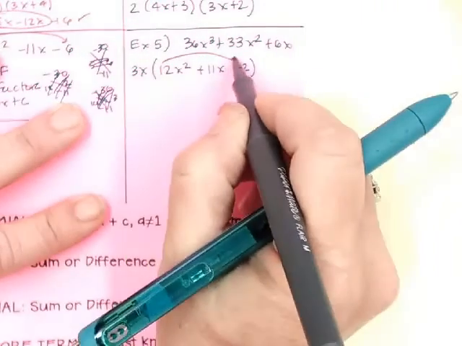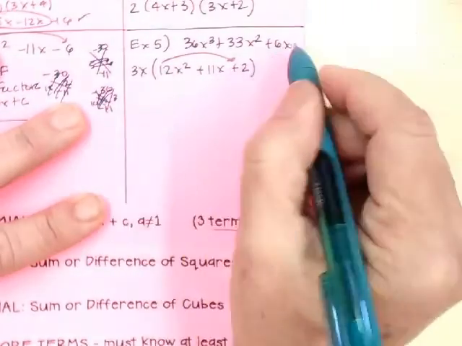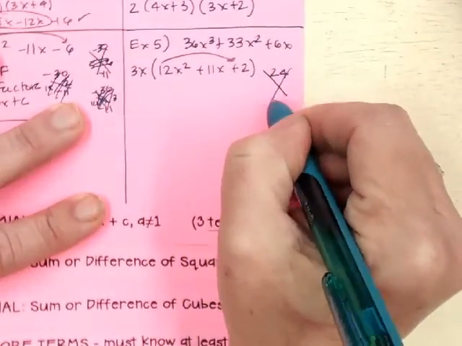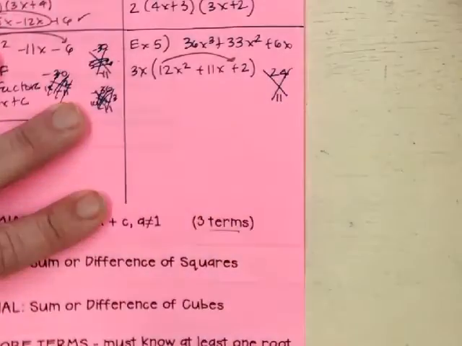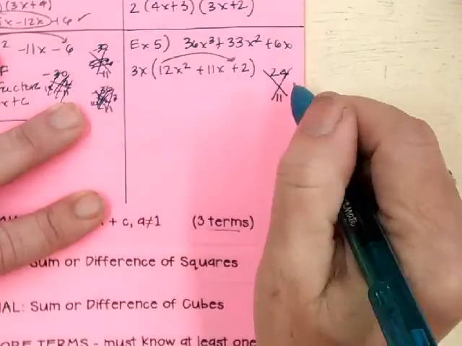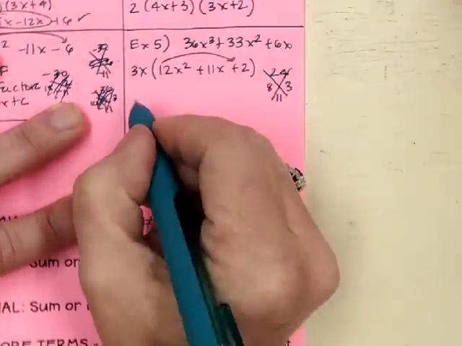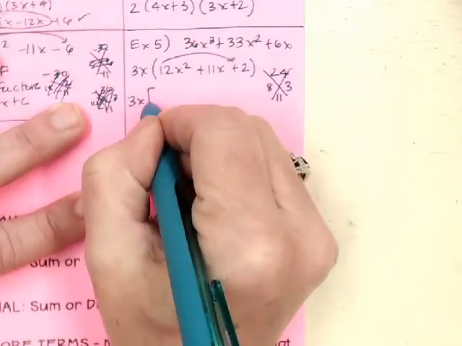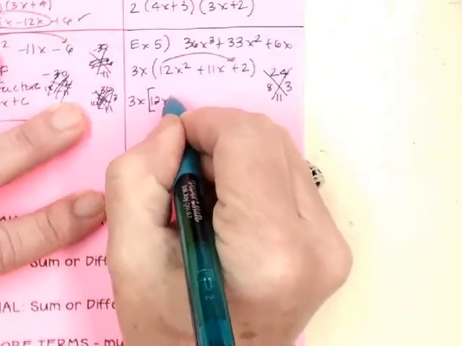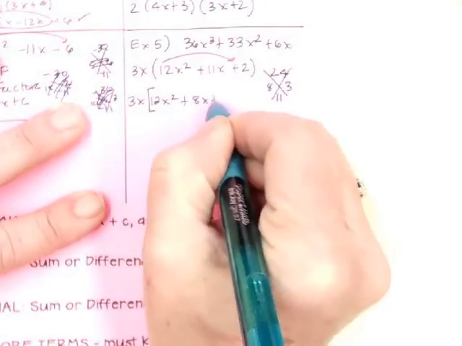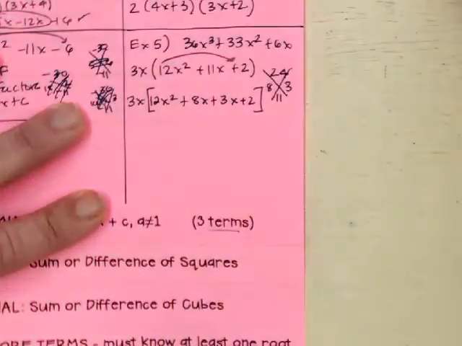Multiply. So that's going to give me 24. I need factors that multiply to give me 24 and add to give me 11, which would be 8 and 3. So I have this 3x on the outside, square brackets. Oh, I almost wrote a 24 right there. 12x squared plus 8x plus 3x plus 2. I didn't even stop and think about how I wrote that. I just did it.